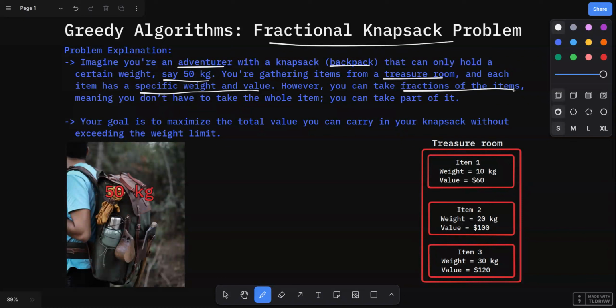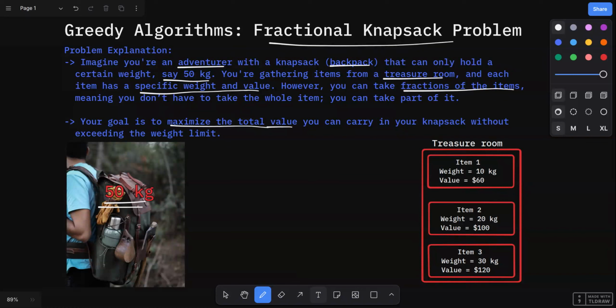So you can take fractions of the items. Your goal is to maximize the total value that you can carry in your knapsack without exceeding the weight limit. So the goal here is to just maximize the total value that you can carry in your knapsack.